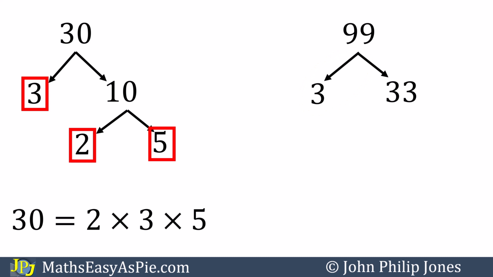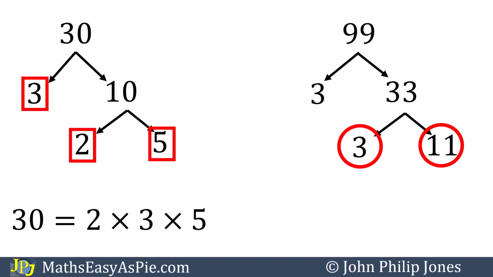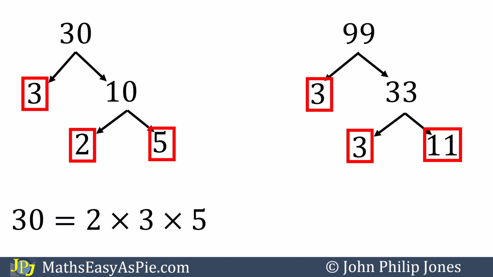Now we look at the 33 and we ask what two numbers multiplied together will give me 33. And we branch off to these two numbers. As you can see, we have 3 and 11. 3 and 11 are prime numbers, so those two branches stop. And we can see all of these are examples of prime numbers, so the branches don't continue.